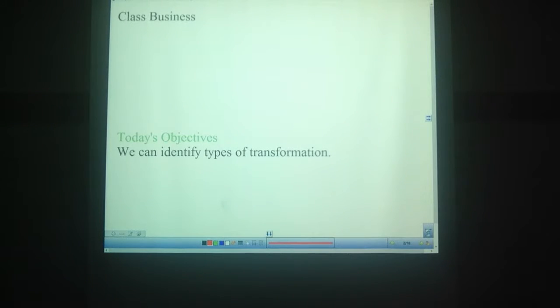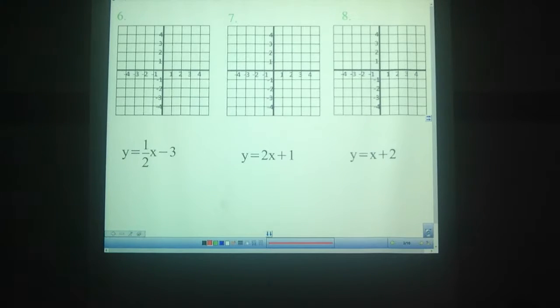Today's objectives, we can identify types of transformation. It's gonna be good. We're going to start with a bit of a warm-up on graphing lines. It's something that is a really important skill in 8th grade math, so I want to make sure that we know this. This I will go over with you. If you have graph paper on you, use it.